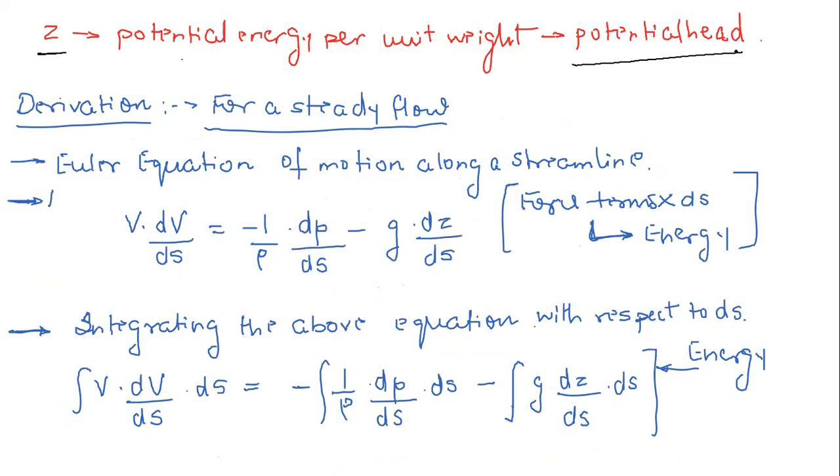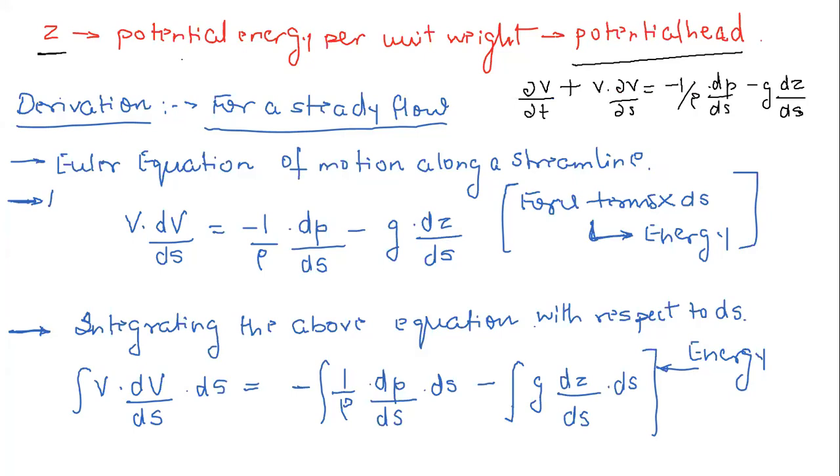Now let us discuss the derivation of Bernoulli's equation, meaning how we came to this mechanical energy equation. If you remember, we had the Euler equation of motion along a streamline, something like this: delta V by delta T plus V delta V by delta S, minus 1 by rho dP by ds, minus g dz by ds. This was our Euler equation of motion along a streamline. Last time we derived this.